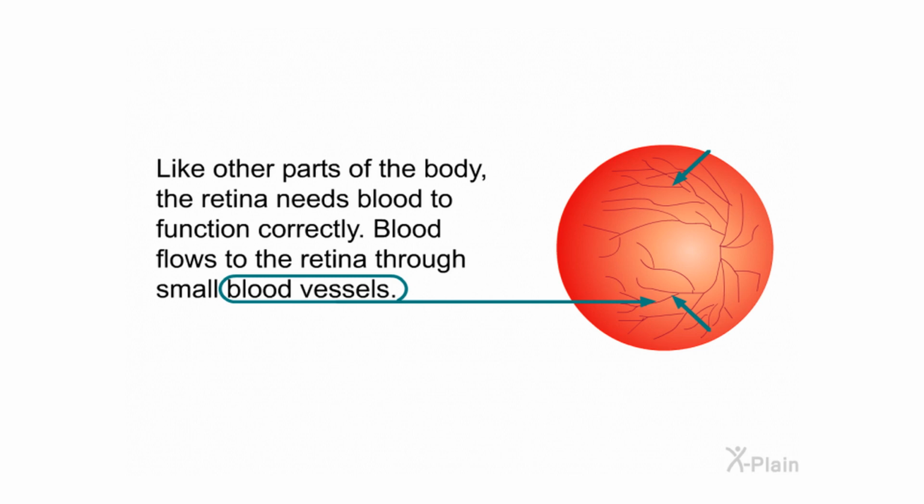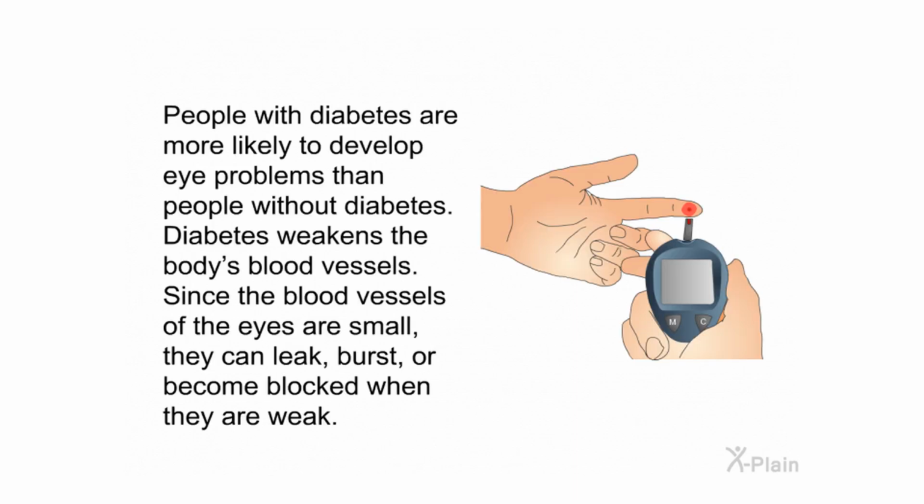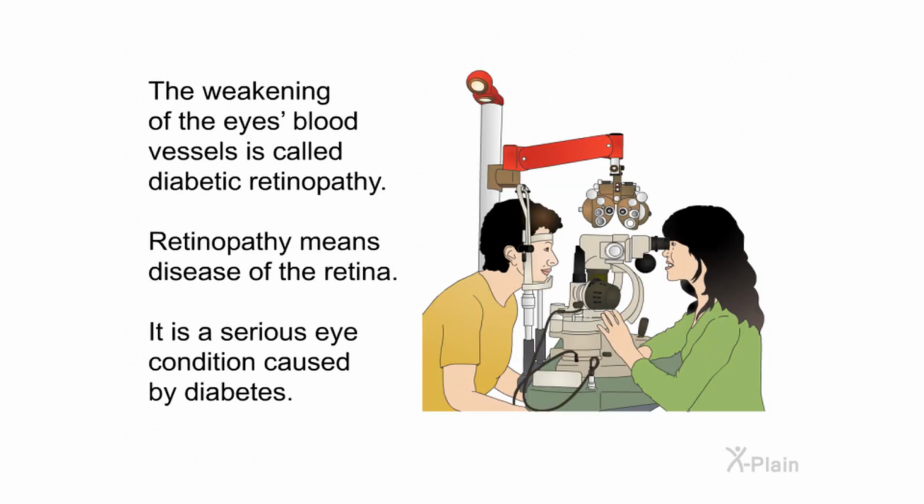Like other parts of the body, the retina needs blood to function correctly. Blood flows to the retina through small blood vessels. Diabetic retinopathy. People with diabetes are more likely to develop eye problems than people without diabetes. Diabetes weakens the body's blood vessels. Since the blood vessels of the eyes are small, they can leak, burst, or become blocked when they are weak. The weakening of the eye's blood vessels is called diabetic retinopathy.